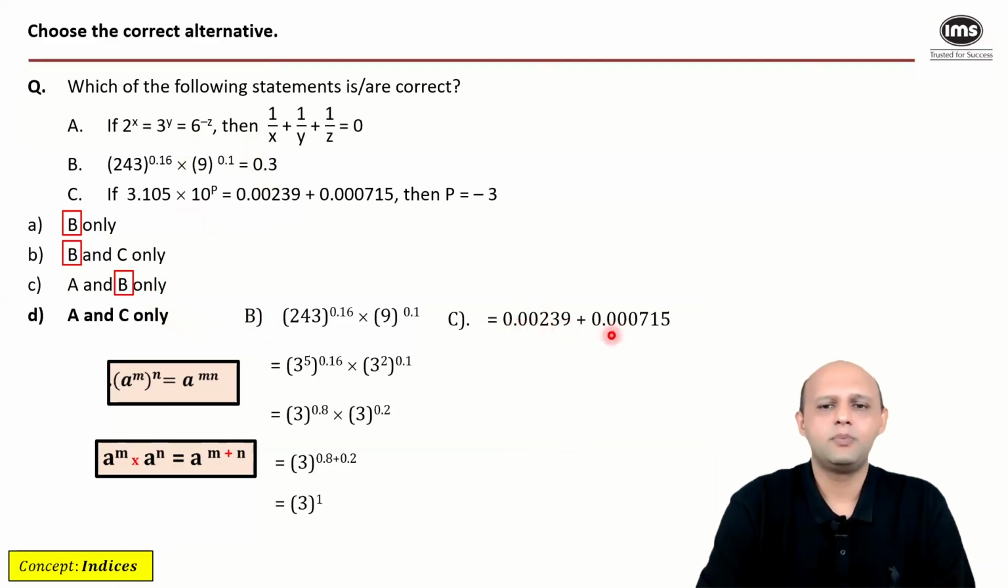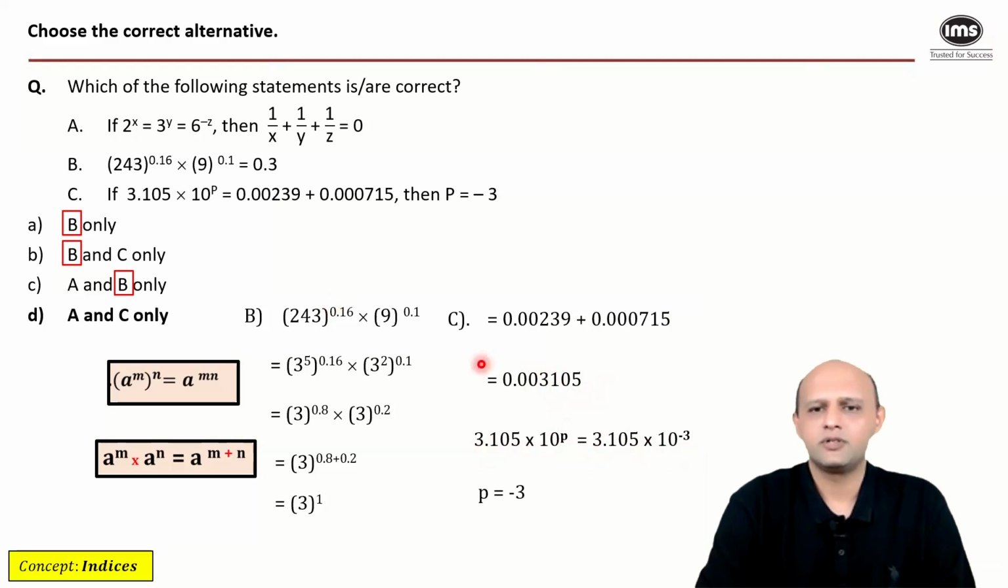0.00239 plus 0.000715. What will that add up to give you? 0.003105. So add carefully here, which is nothing but 3.105 into 10 raised to minus 3. Okay, so 3 decimals before 3.1, 3 decimals before 3.1. So that would be 3.105 into 10 raised to minus 3. Okay, so now these two parts cancel here. So what is the value of P? The value of P is minus 3, which is what is given here. So therefore, statement C is true.